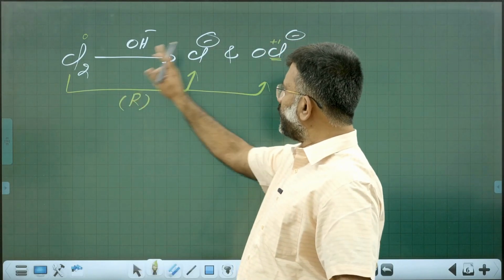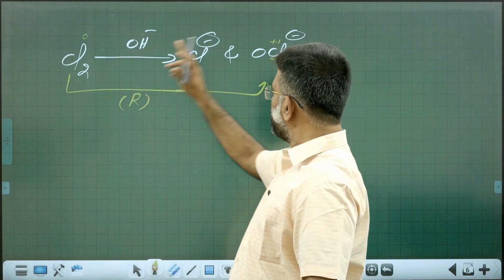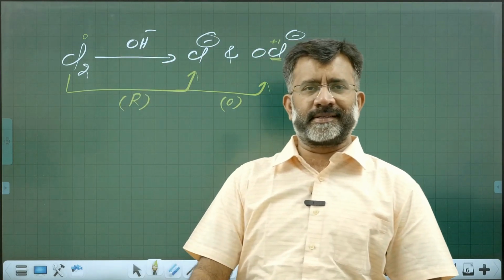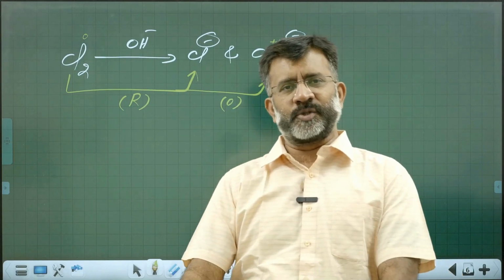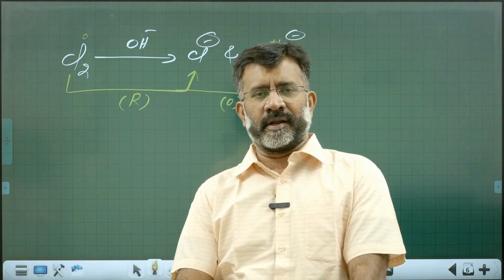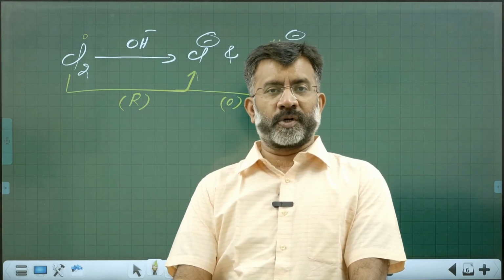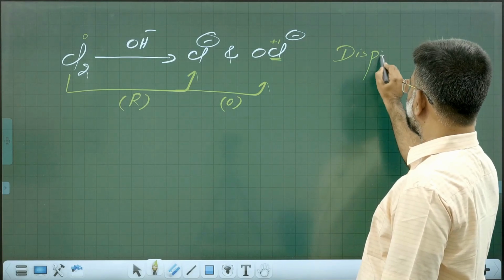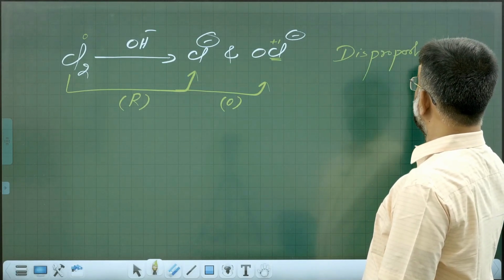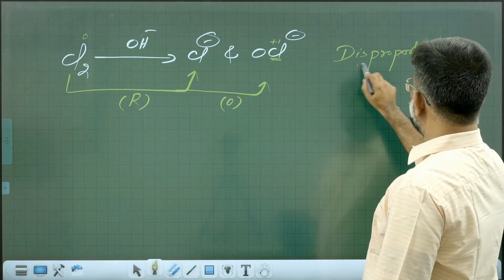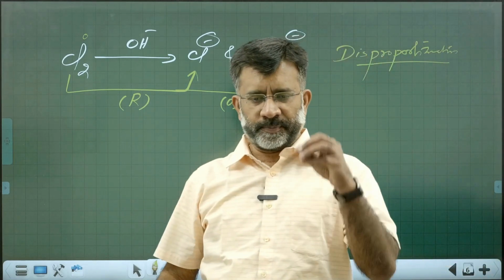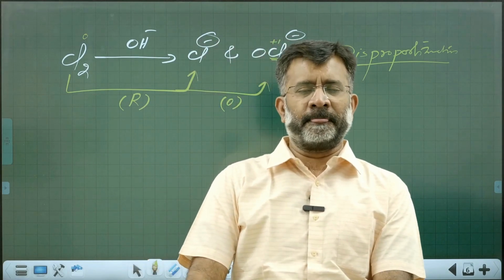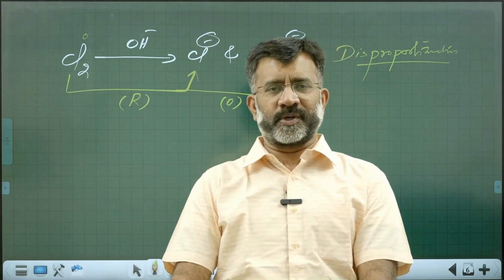So from 0 to -1 is reduction, and from 0 to +1 is oxidation. There is a simultaneous oxidation and reduction happening in certain species like this. This is called a disproportionation reaction. A species undergoing simultaneous oxidation and reduction is called a disproportionation reaction.